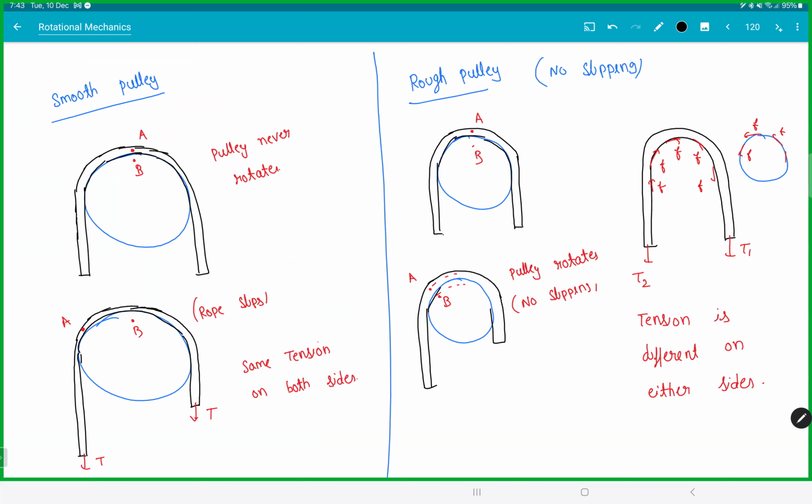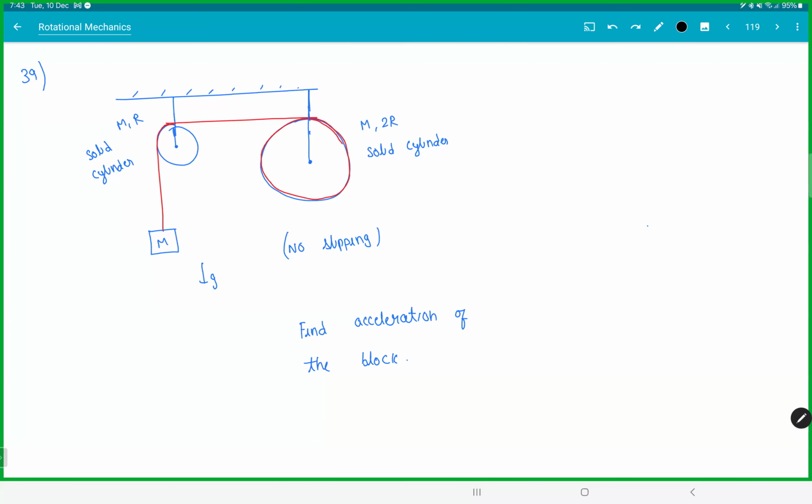Got the idea here? Now can you try? So that is one new thing. If you have a pulley which is not slipping, you can't take tension same on both the sides. Then the story is the same. Choose your system, draw the FBD, write equation, solve.